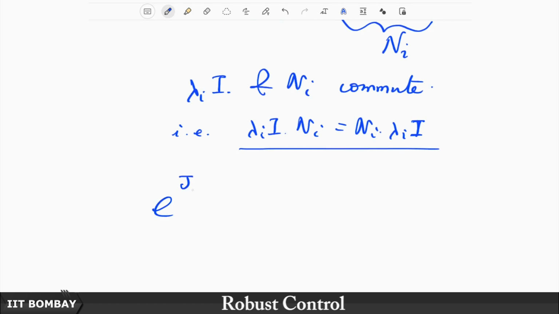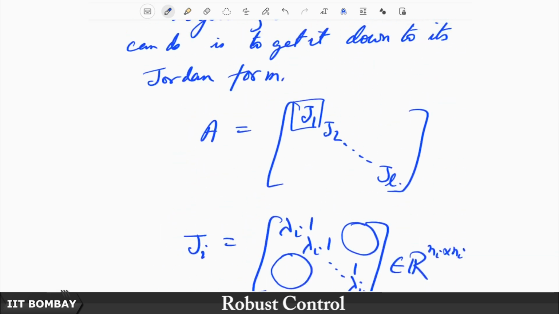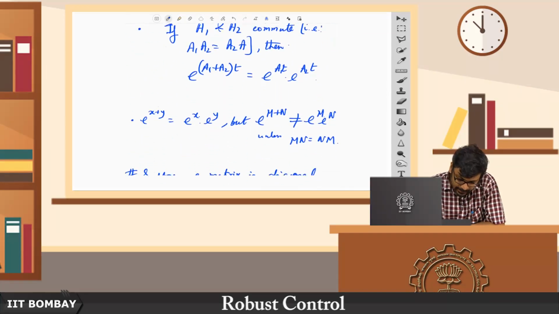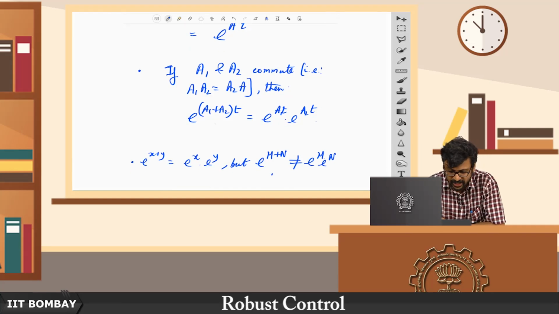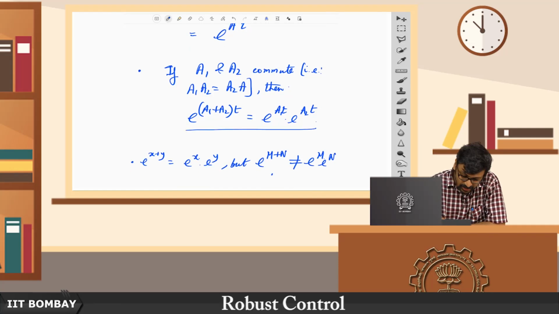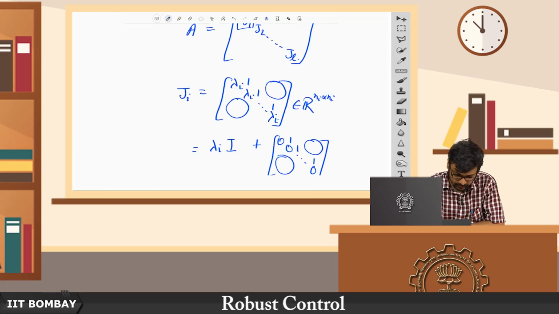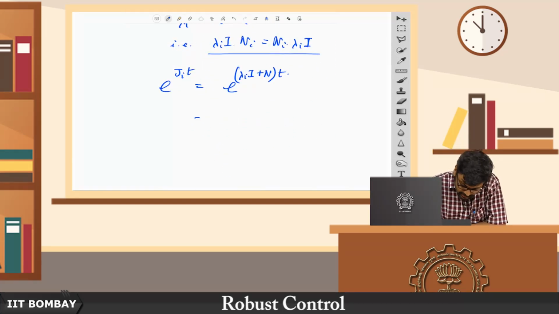If I were interested in finding out e to the Jt, then I would be essentially looking at e to the (lambda I plus N) times t. Now, in general, remember a while back I told you this property of the matrix exponential, that in general if you have e to the (M plus N), unless they commute you cannot write them in this fashion. It turns out in this case they do commute, and because they do commute we can write this as e to the lambda I t multiplied by e to the Nt.